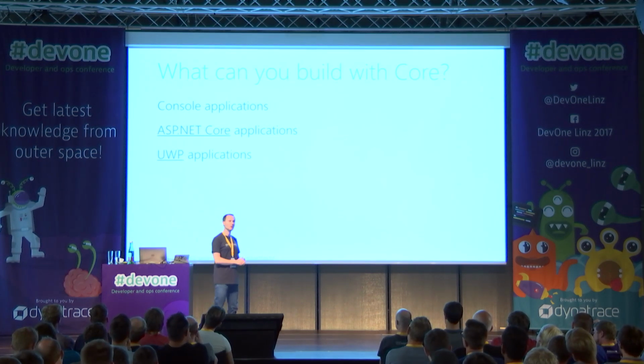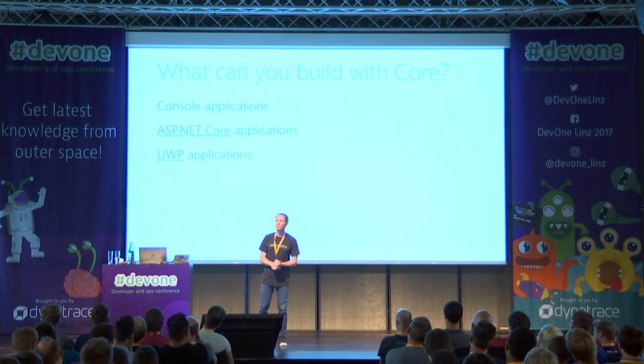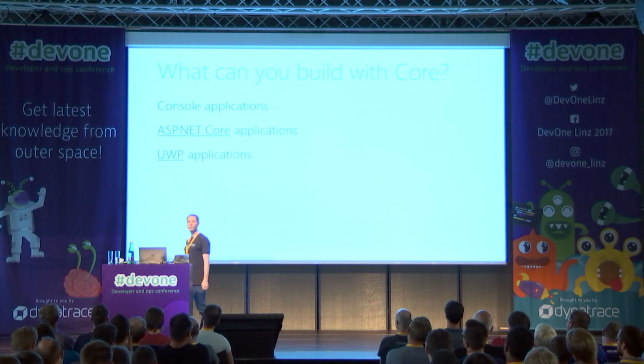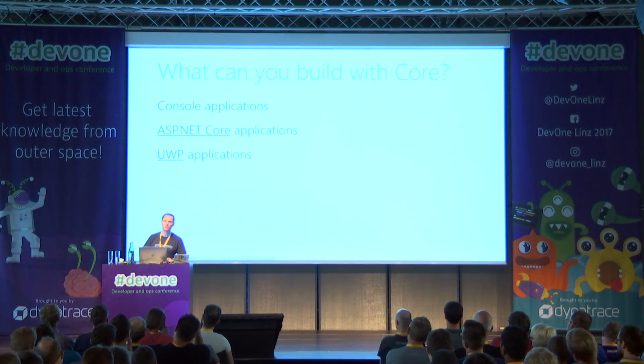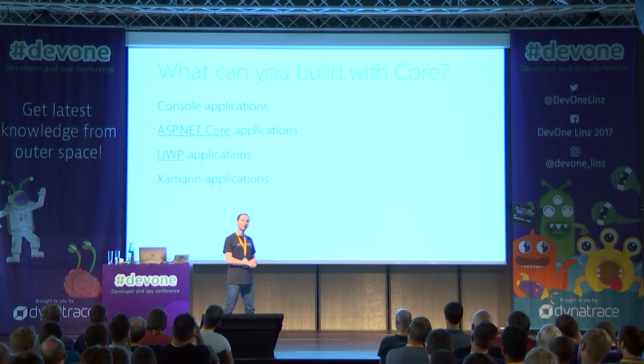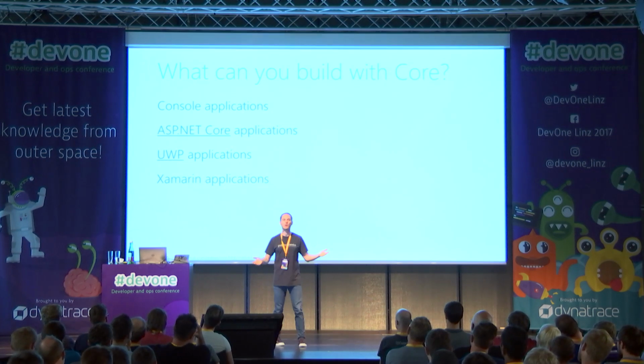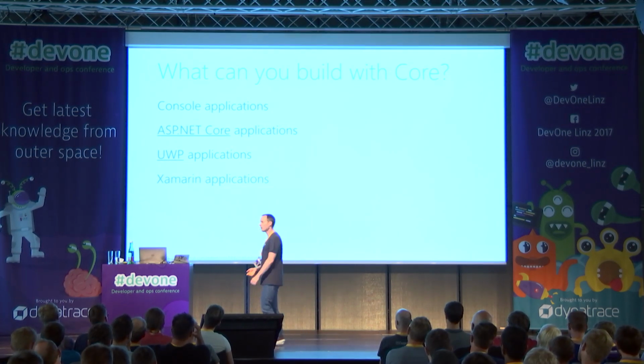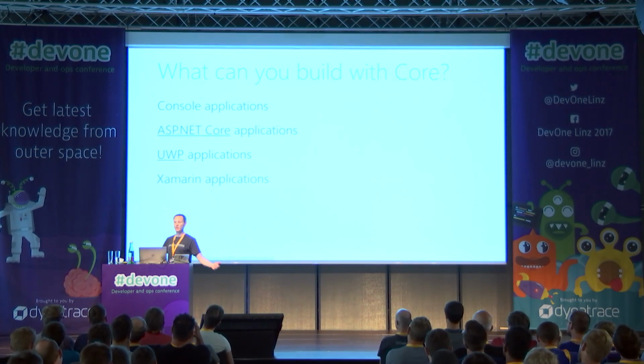UWP applications, you can write Universal Windows Platform applications, native Windows applications, which are ready for the store, ready for the Xbox, ready for HoloLens, and wherever you want to go to. And finally, Microsoft has now a new member in the family, which is called Xamarin, and with that you can use .NET Core to build iOS and Android applications. This is what you can build with Core.